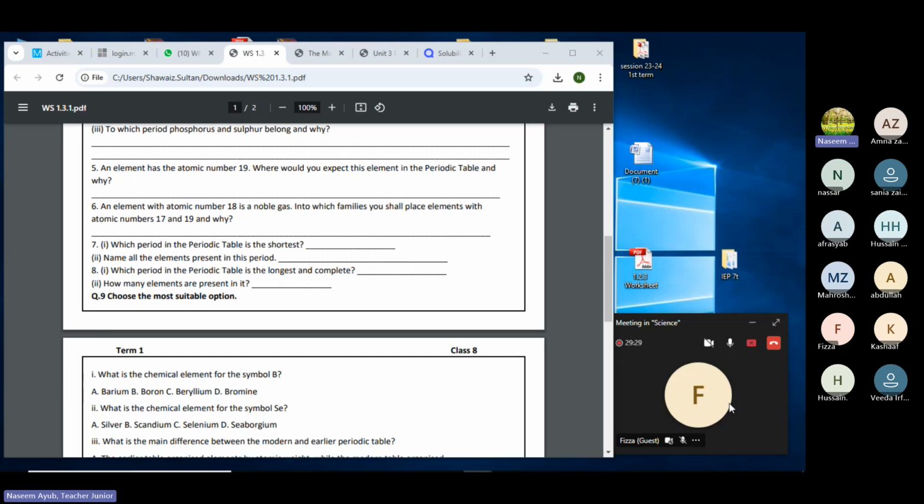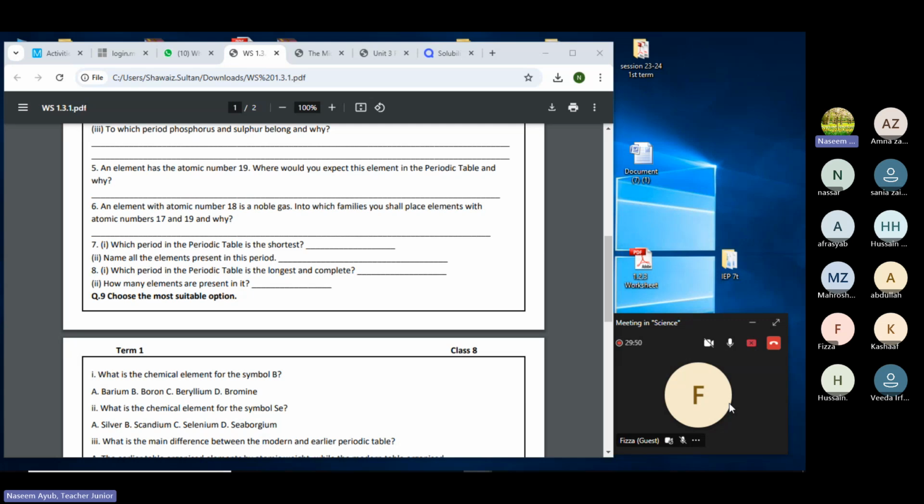Is it period 1? Because period 1 is only having 2 of the elements. Yes, so it's period 1, which has only 2 elements. Then name all the elements present in this period. We have only 2, hydrogen and helium.